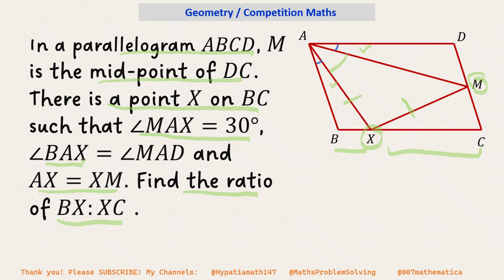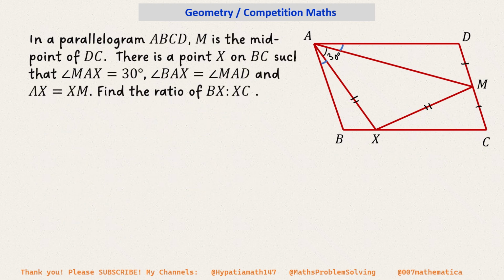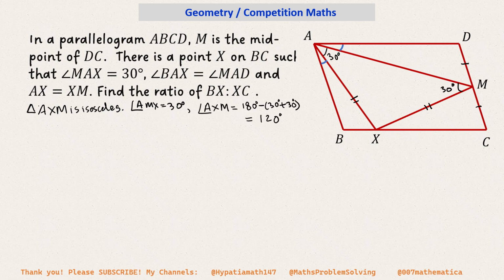So to answer this question, I wrote down the facts that have been given to us and the obvious conclusions from those facts, and then I tried to put things together to see if we can find what the ratio of BX is to XC is. So obviously the triangle AXM is isosceles, and then we find that angle AXM is 120 degrees.